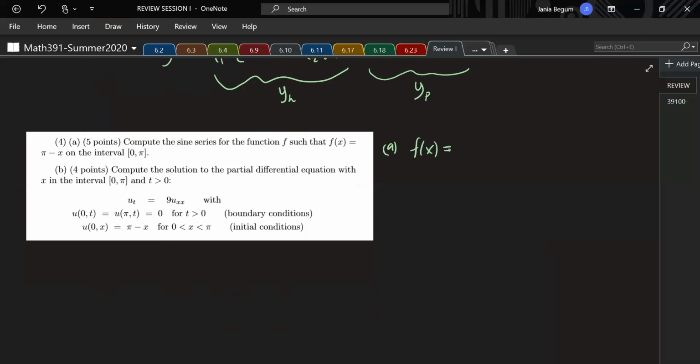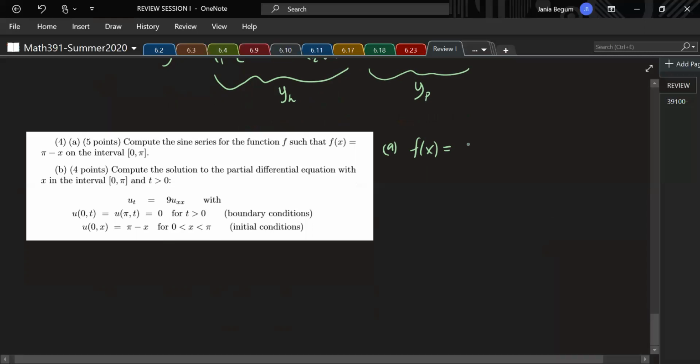So we need to use A for B. That's why I'm asking. I got f of x is equal to summation from 1 to infinity of 2 over n sine of nx. Yeah. All right. So this is your Bn, right? Yes. So that's what we're going to use for the second part.